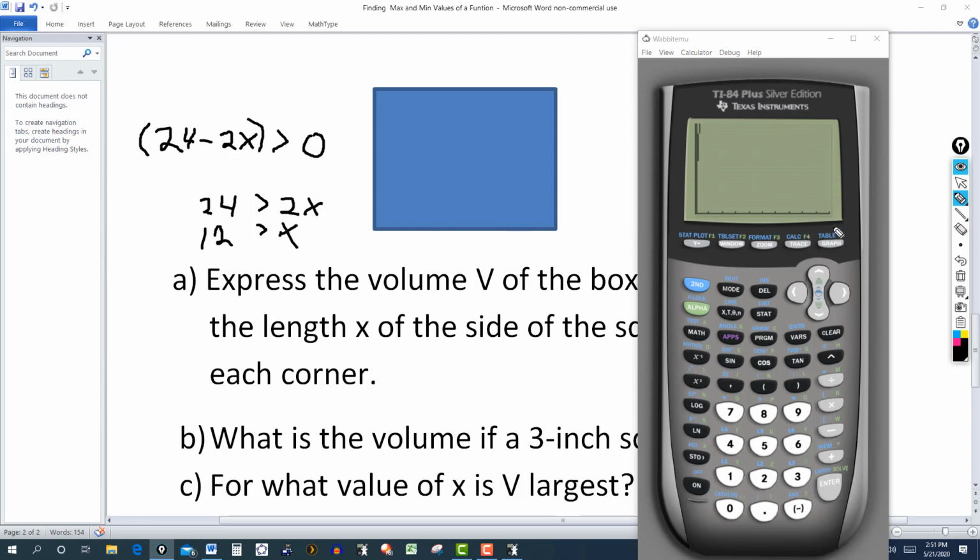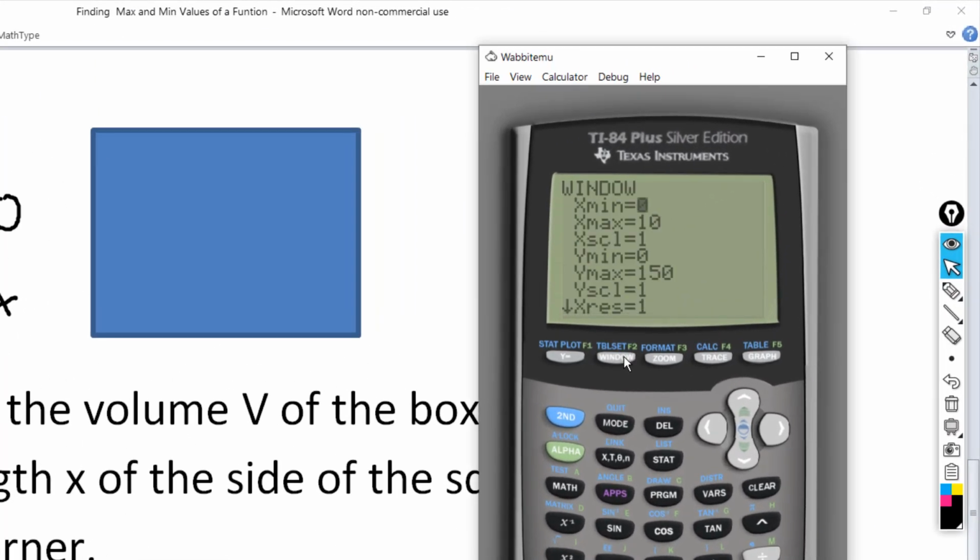So again, we go to the window here. Okay, so we know x has to be positive, and x has to be less than 12, so let's go ahead and do that. We'll let the x scale be 1, we'll leave that at 1. We need y to be 0, and then the y maximum could be at 150. We try 150 here. See if I try to leave it like this. Okay, I get that. So let's go back to the window.